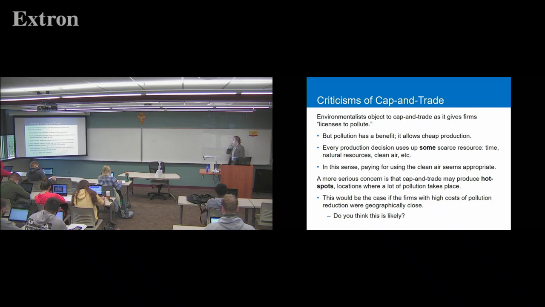Another concern is that cap and trade may produce hotspots. So there's locations where there's a lot of pollution taking place. So if we had firms with high costs of pollution reduction located all close together, say along one river, there's like 6 or 8 different electricity producers, these utilities are all located there. If they all had high costs of pollution reduction, then they'd all keep polluting at a high level. They just buy the pollution allowances, the emission allowances, and then that area would end up heavily polluted.